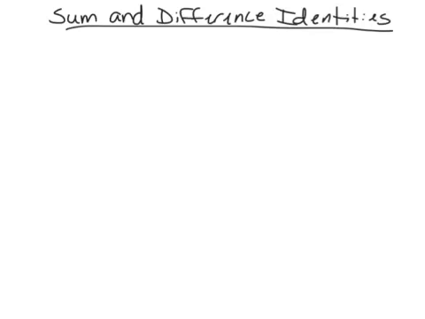The topic in this lesson is going to be the sum and difference identities for sine and cosine, and then we'll talk about tangent when we get together in class. So we're going to start right off with the sum identity for cosine.